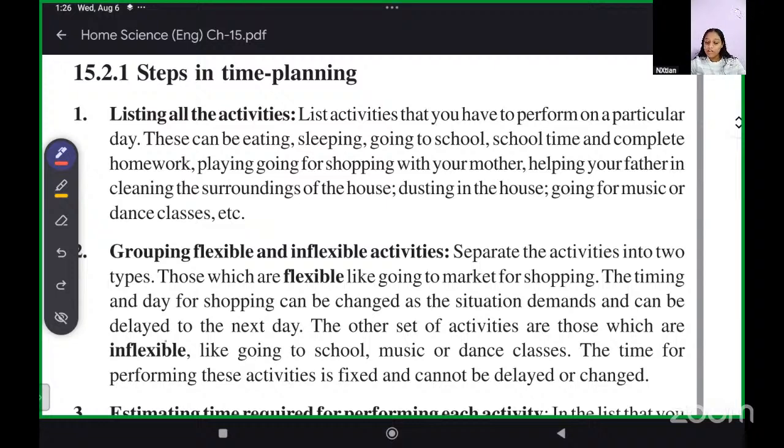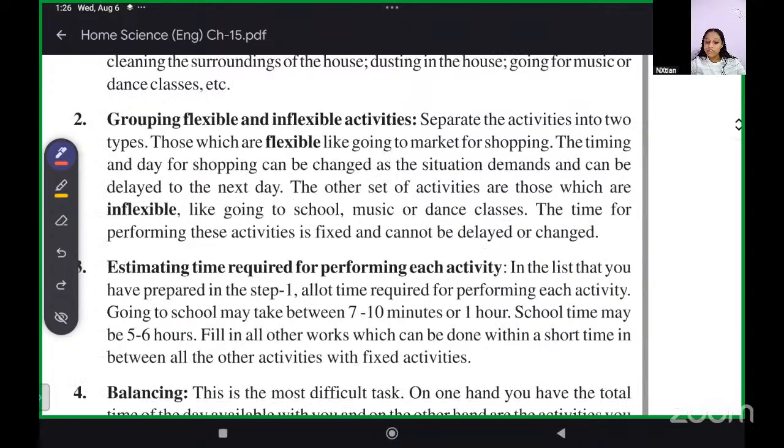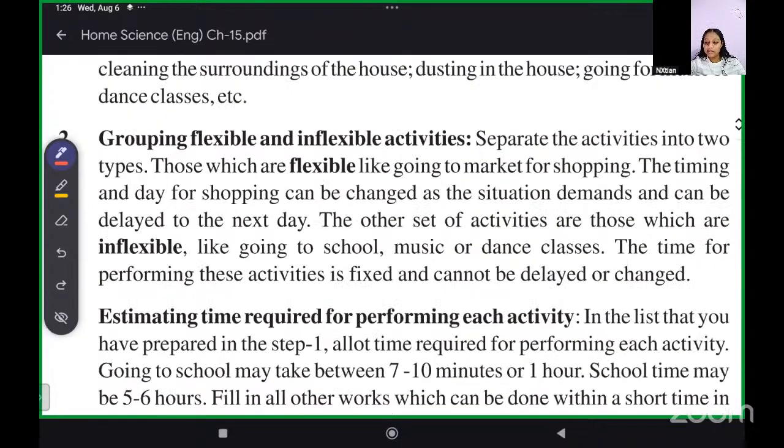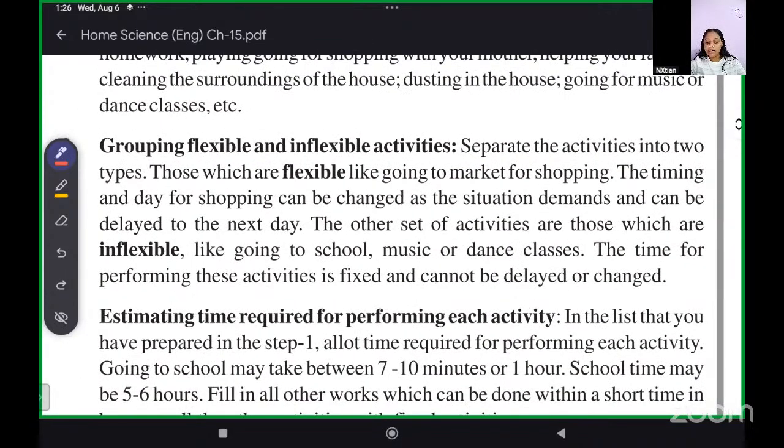Then, second thing you can do is you can group flexible and inflexible activities. Separate the activities into two types. Those which are flexible, like going to market for shopping. The time and day for shopping can be changed as the situation demands and can be delayed to the next day. The other set of activities are those which are inflexible.